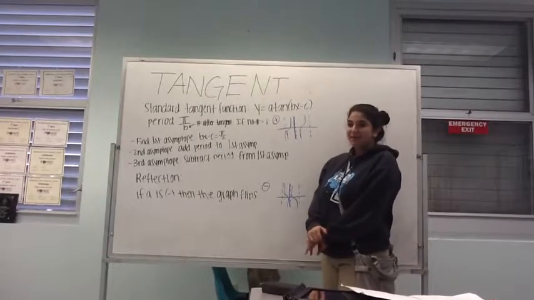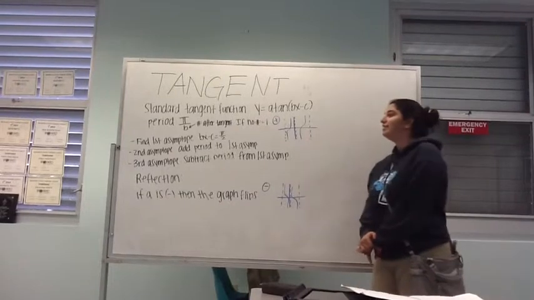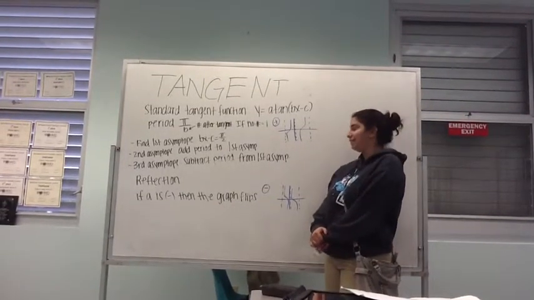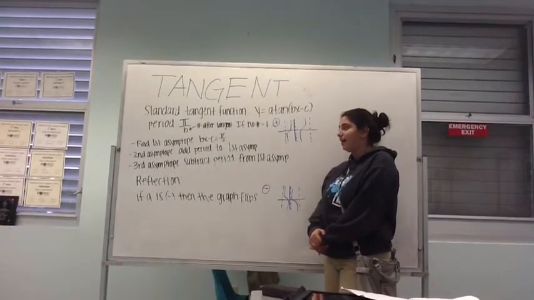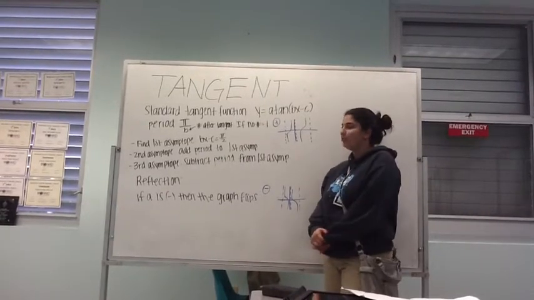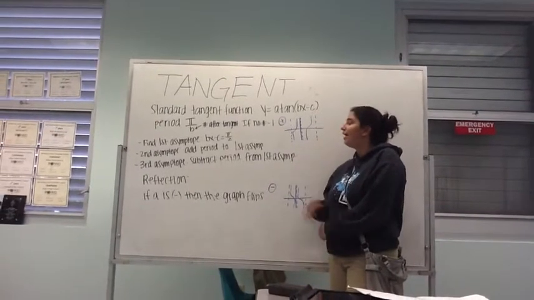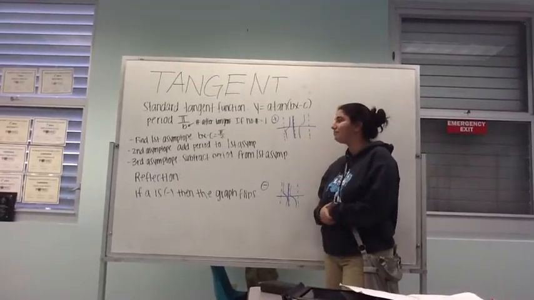So today we're going to be learning about tangent curves. For the standard tangent function, it is y equals a tangent bx minus c. In order to find the period, it is pi over b. B is the number after tangent, so that's how you find it. And if there's no number where b is supposed to be, then it's 1.